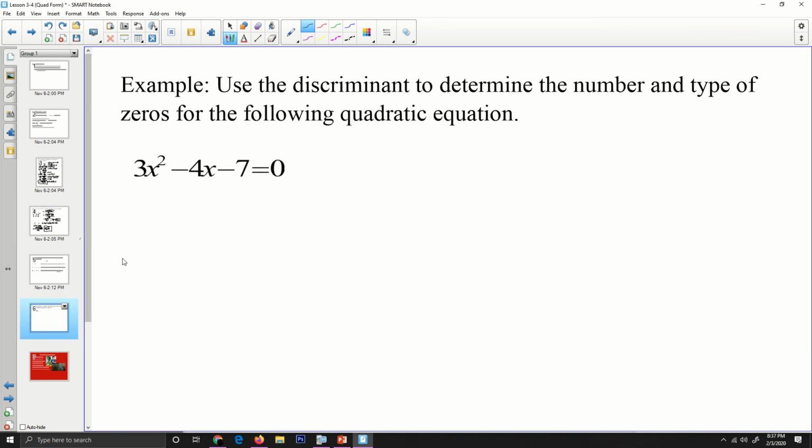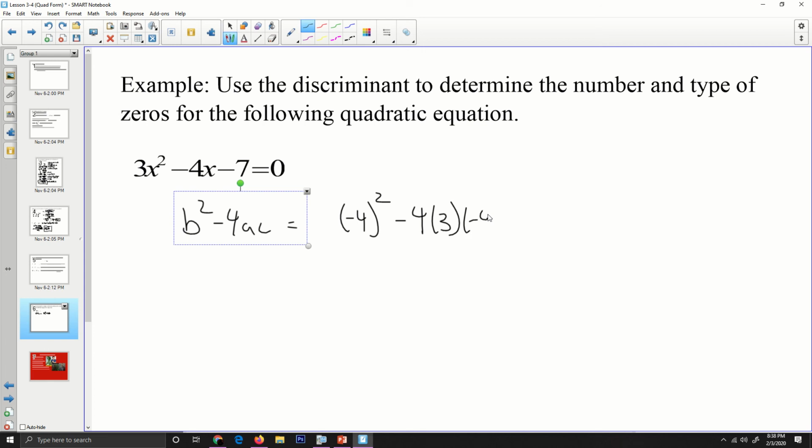So if I get something like this, and it says use the discriminant to determine the number and type of zeros for the following quadratic equation, I am going to use that b squared minus 4ac. In this particular instance, it's going to be negative 4 quantity squared minus 4 times 3 times negative 7. Oops, didn't copy that right. 3 times negative 7. Where 4 squared is 16.